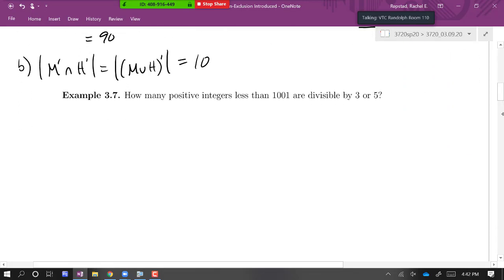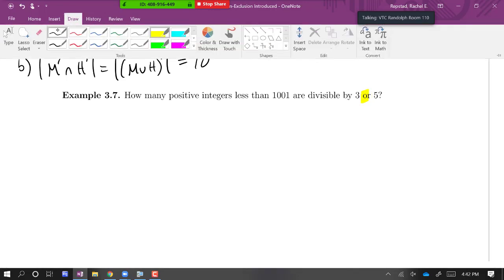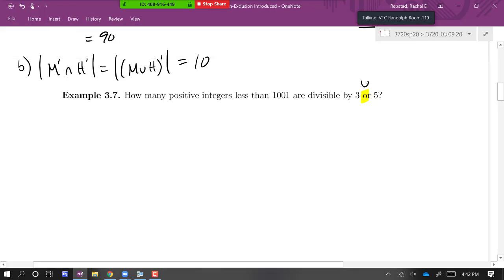All right, how many positive integers less than 1001 are divisible by 3 or 5? So less than 1001, that means we're including up to 1000. How many of them are divisible by 3 or 5? So right off, the word that catches my eye first is the word or. If I see or, I know that's a union. So I'm going to let A be the set of integers that are divisible by 3.